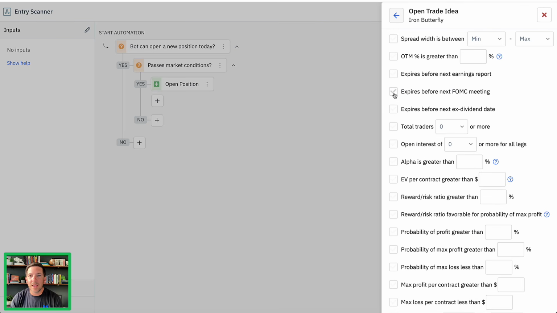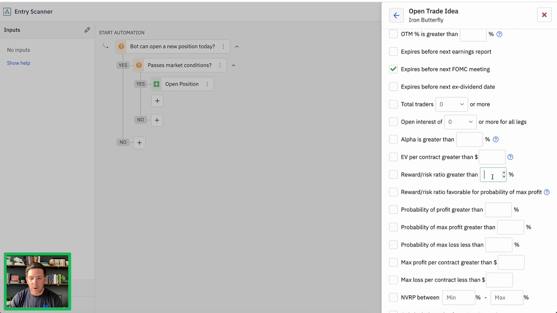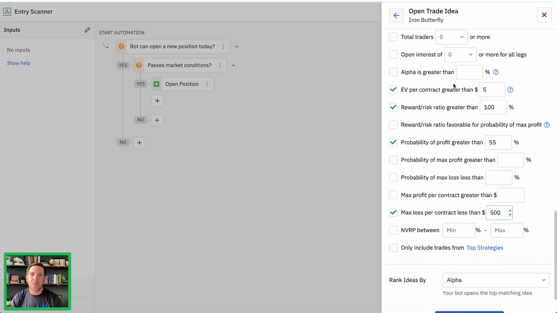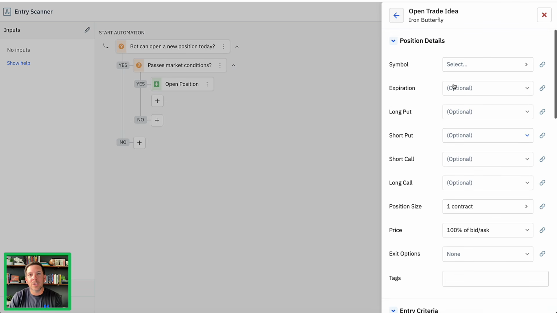So it could be something like: expires before the next FOMC meeting, the risk to reward is greater than 100%, the expected value per contract is greater than $5, the probability of profit is greater than 55%, and the max loss per contract is less than $500, right? So now you're having a different experience here, where you're telling the bot and the automation to go and look for a potential trade that meets your criteria, and you're not telling it exactly which one to enter because you're open to entering different strikes or potentially different expirations.